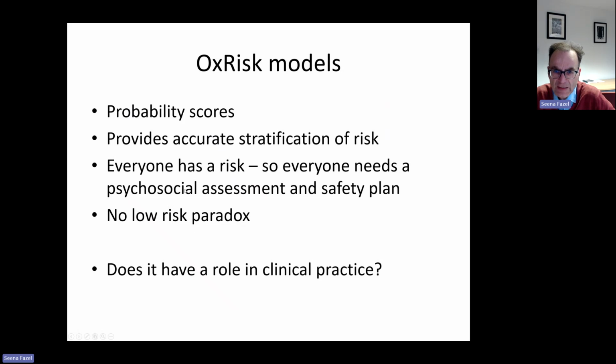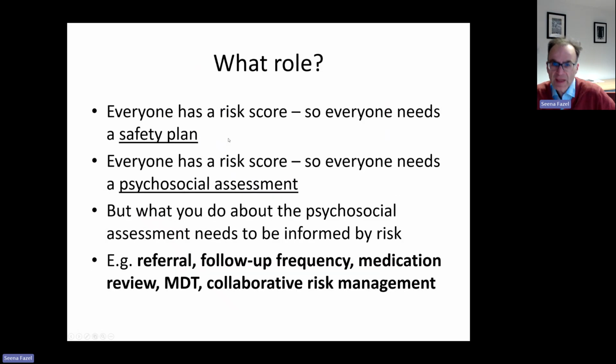Do they have a role in clinical practice? Well, I think so. Part of it is to do with the fact that everyone has a score, like I mentioned. And part of it is that what you do about these other assessments, like needs assessments, has to be informed by risk, because clearly you're going to do something differently if the risk is much higher in somebody. For instance, that man I showed you with a very high cardiovascular score, you'll treat his needs very differently. If he's got a particular need around another healthcare issue, your perspective will be very different, informed by risk, than with someone with very low risk.